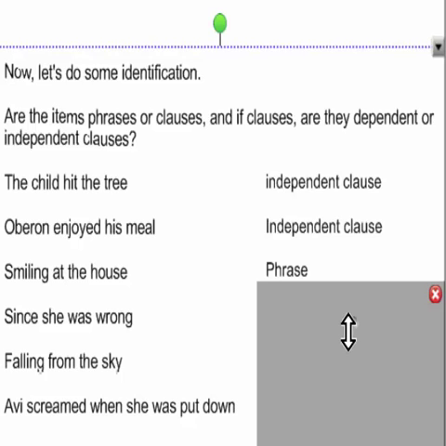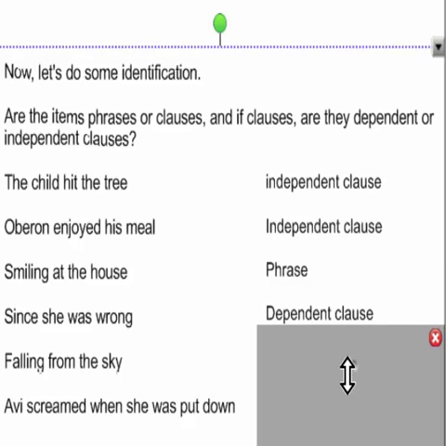Since she was wrong. Okay, do you have a subject? Do you have a verb? Is it a complete thought? It's a dependent clause. Falling from the sky. Do we know what's falling from the sky? No, that's a phrase.